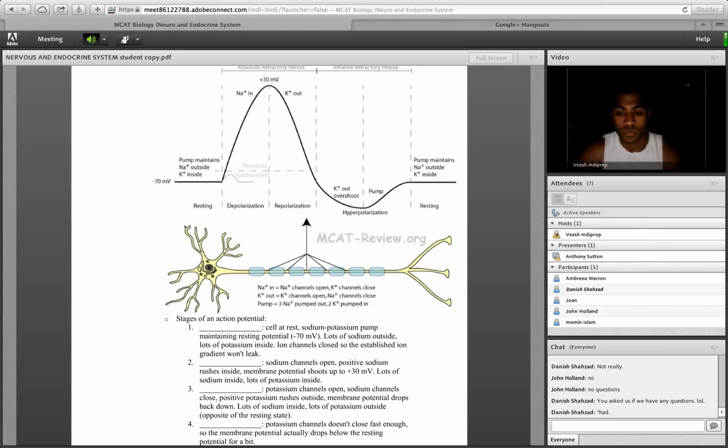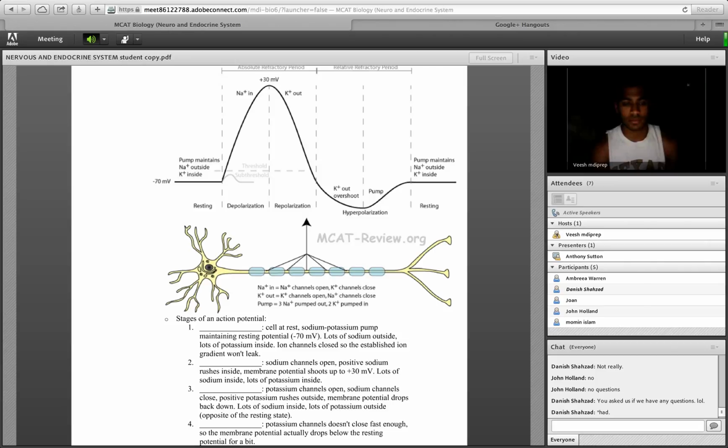Now the fourth stage: because the potassium channels don't close fast enough, there's going to be an overshoot of the potassium that's going out. So your membrane potential goes past the resting membrane potential. It goes even more negative than negative 70. And this stage is called hyperpolarization.